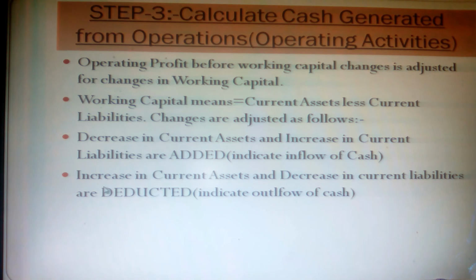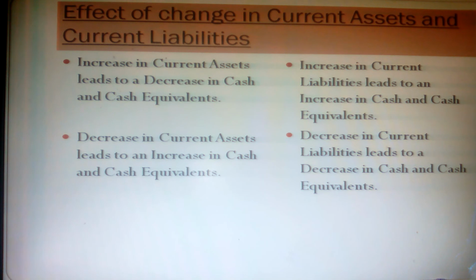Similarly, the opposite. An increase in current assets and a decrease in current liabilities are deducted, indicating an outflow of cash. That should be kept in mind, very important. Accordingly, you give the effect of this. What is the effect of changes in current assets and current liabilities? An increase in current assets leads to a decrease in cash and cash equivalents. Similarly, the opposite: a decrease in current assets leads to an increase in cash and cash equivalents.